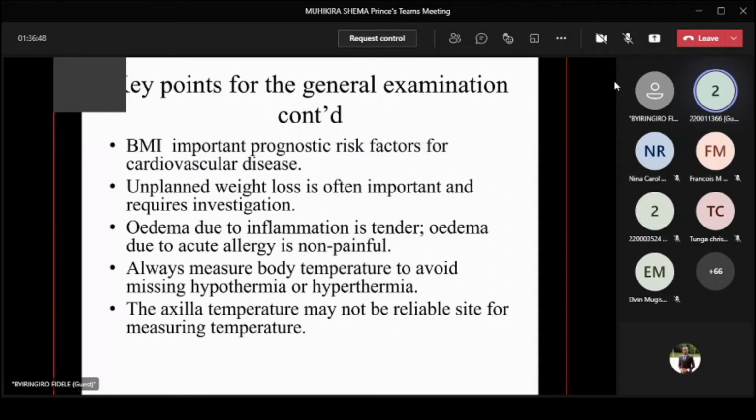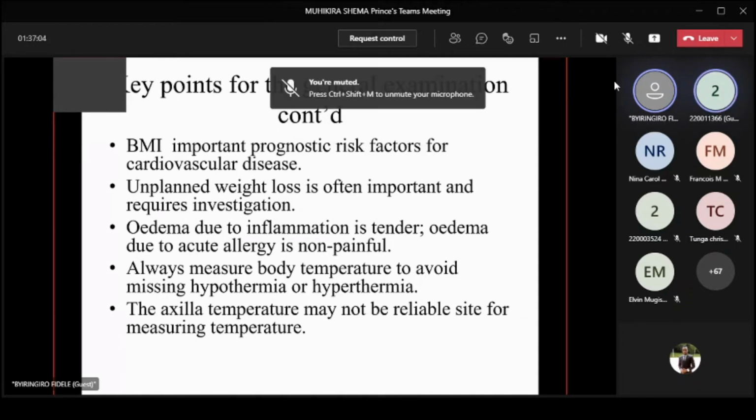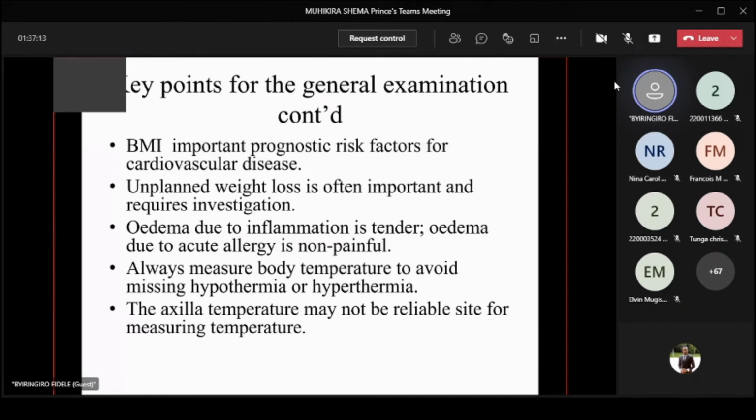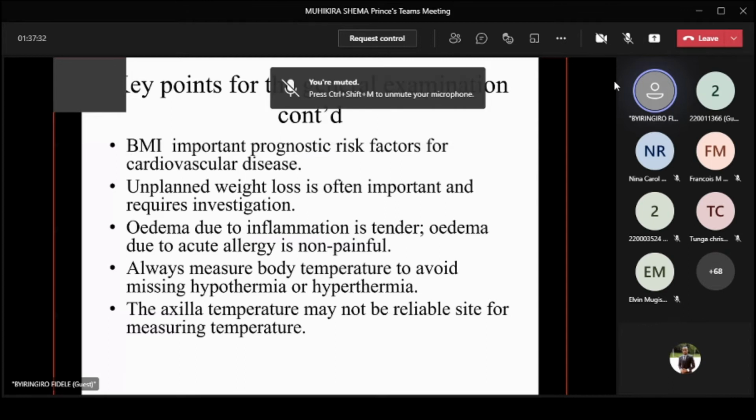Okay, have you done physics? Do you remember the convection, the conduction of heat? So what we need to determine a body temperature is the temperature inside the body, not outside the body. So the best location for temperature taking is the mouth or the anus. It's not the axilla. It's the mouth or the anus.